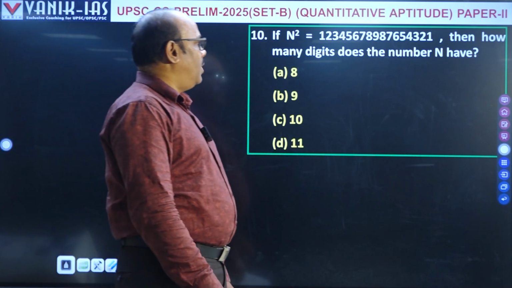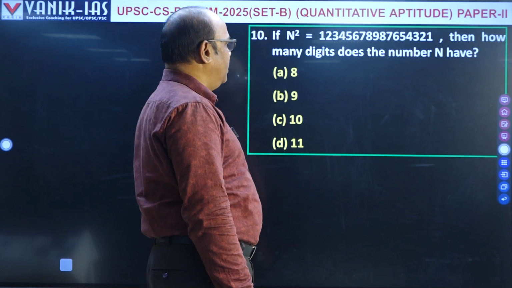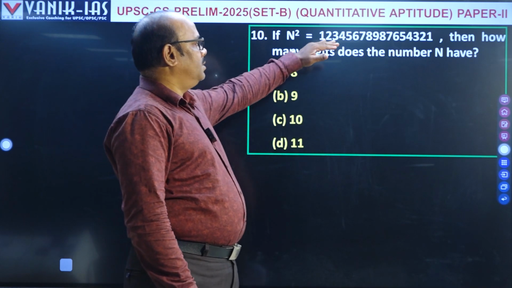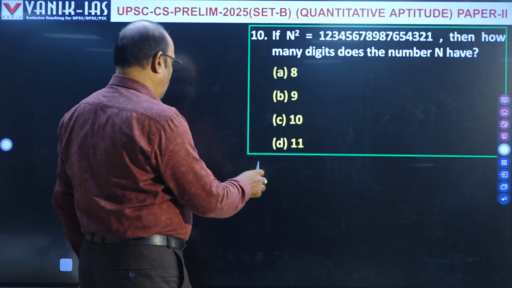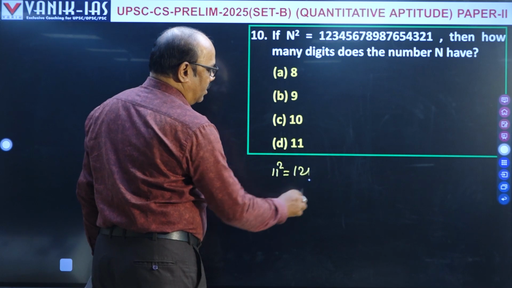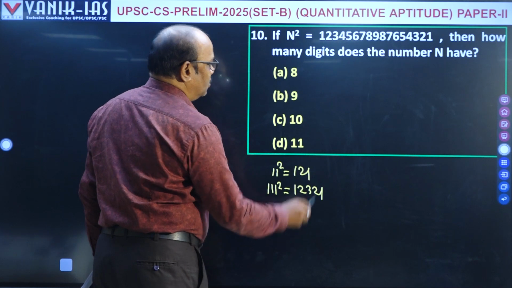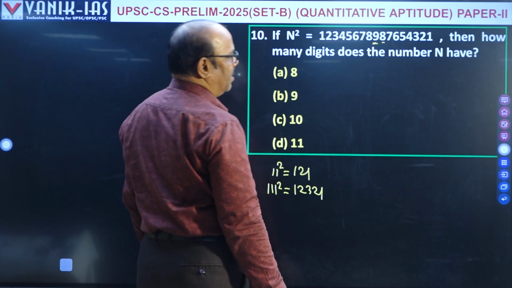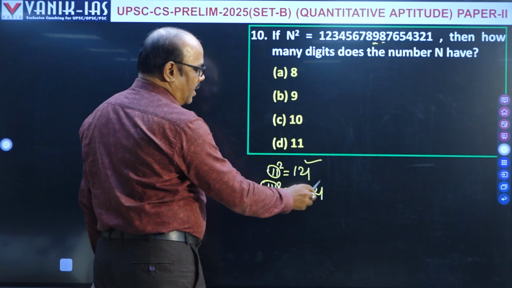If n square is 1 2 3 4 5 6 7 8 9 8 7 6 5 4 3 2 1, then how many digits does the number have? So it is one special type of number. You can see 1 2 3 4 5 6. In this pattern, 11 square becomes 121, and 111 square becomes 1 2 3 2 1. So this is the same pattern: 1 2 3 4 5 6 7 8 9, again repetition 8 7 6 5 4 3 2 1. If it is 11 square, it is 121. If it is 111 square, it is 1 2 3 2 1.